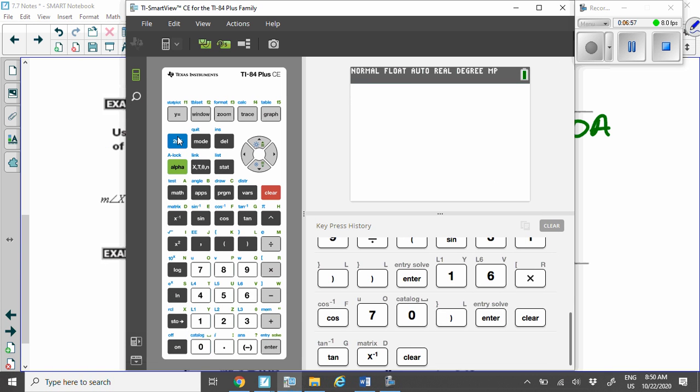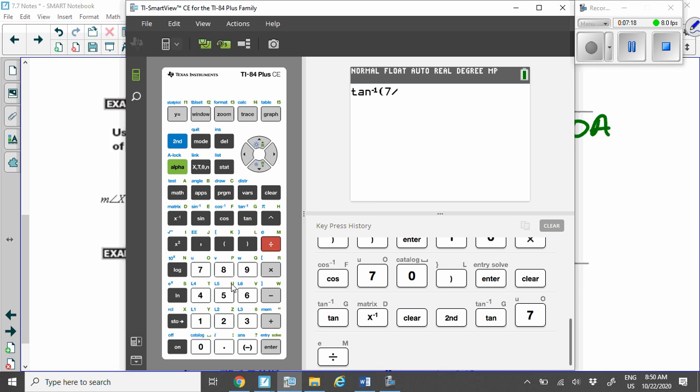So this is how we're going to plug it into our calculator, okay? Notice we have a second button. You see some of these numbers in blue. We want the inverse. Notice that above the tangent button, we have that tangent to the -1. That is our inverse button. So I'm going to press second first and then press the tangent, and it becomes inverse. Now I put in that 7/5, and then I press enter, and it gives me my value.